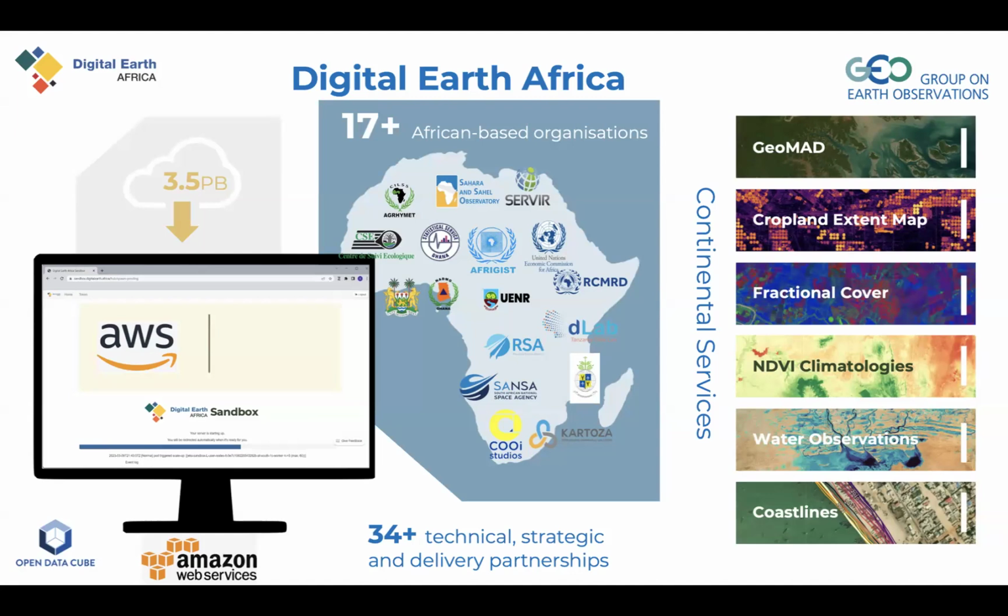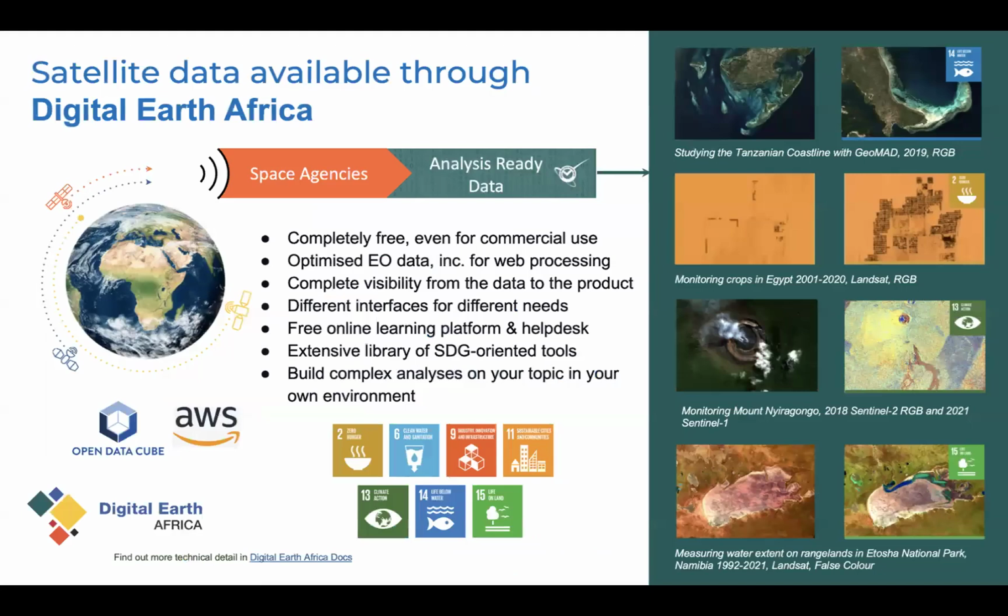Continental services include water observation from space, crop map, cloud-free mosaics called GeoMAD, coastlines, and recently water bodies. It is providing satellite data through free access. From the US, we have Landsat from USGS, and from Europe, we have the European Space Agency Sentinel 1 and 2, all geared to empower various stakeholders to support their different development agendas and, of course, report on sustainable development goals, including food security.